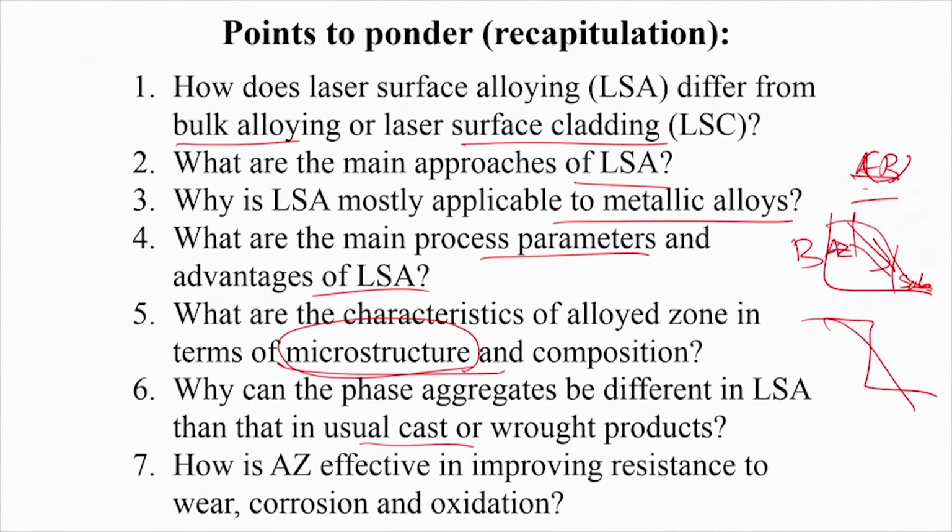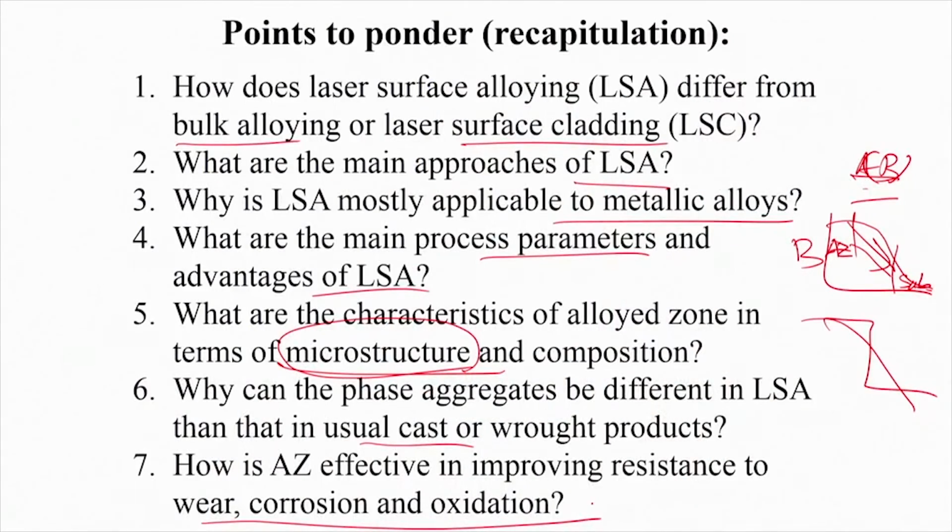So the highly non-equilibrium processing, very fast cooling rate, very high resolidification velocity, thermal gradient, and most importantly, very good convection driven intermixing in the alloyed zone within a very short period of time induces all these advantages that we talked about, and in the process we get huge advantages in terms of resistance to corrosion, oxidation, wear, hardness, and so on and so forth.